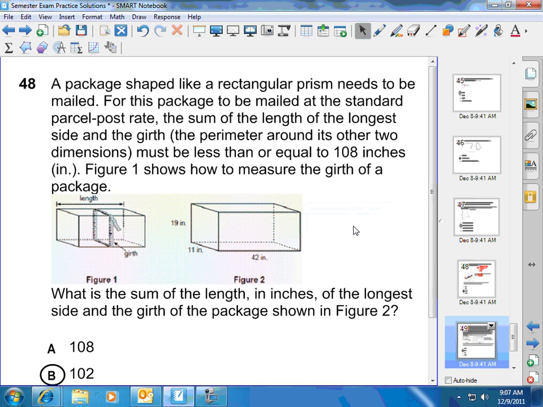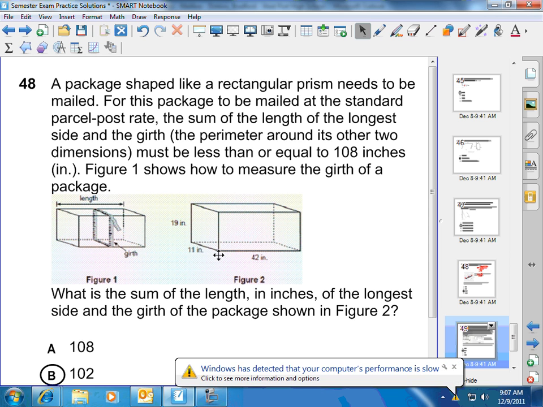Okay, looking at number 48 and number 50. Number 48 on the online test, the illustration did not show up, so it was kind of hard to tell what they were, it just made it more difficult to understand what they were asking. The cost of shipping a package is determined by the sum of the length of the longest side of the package and its girth. So we have to understand what the girth is.